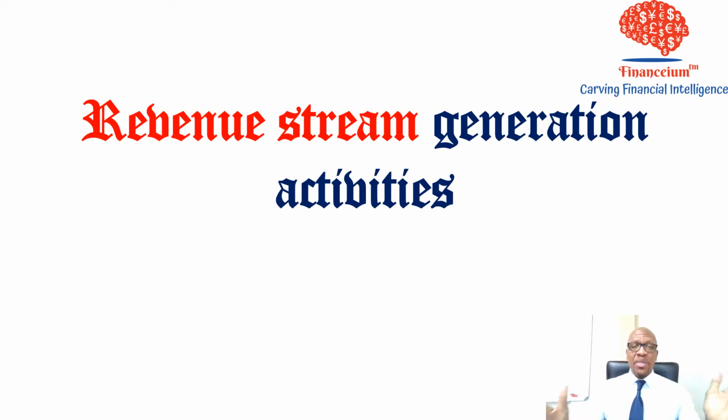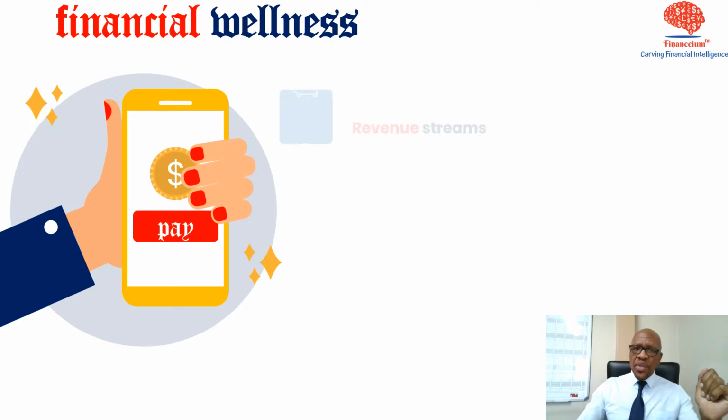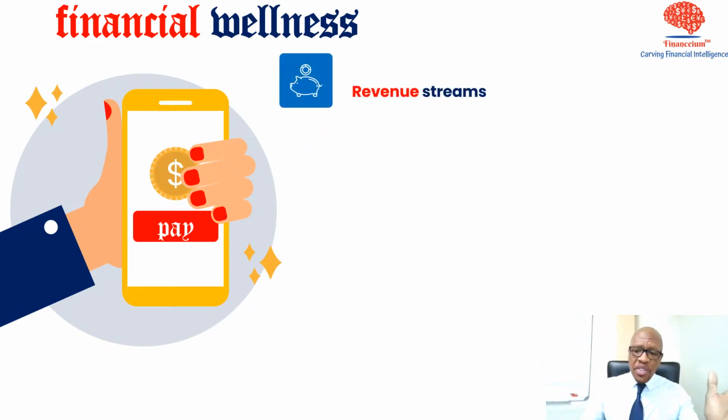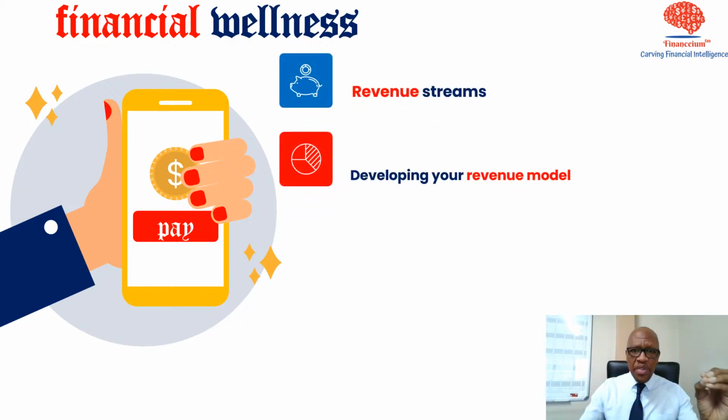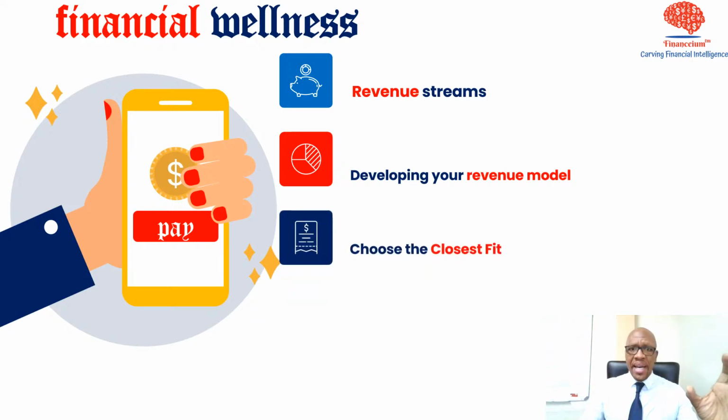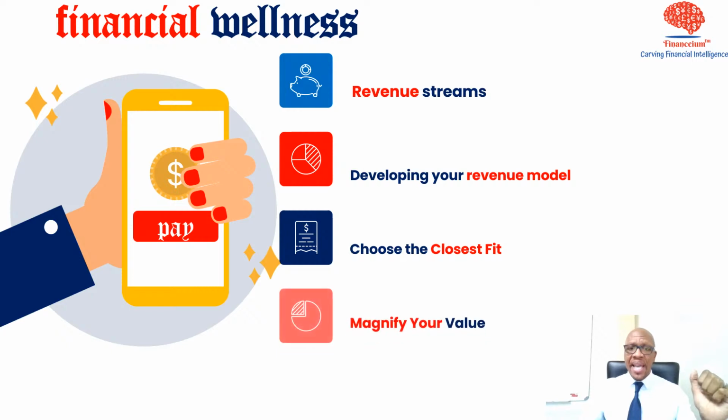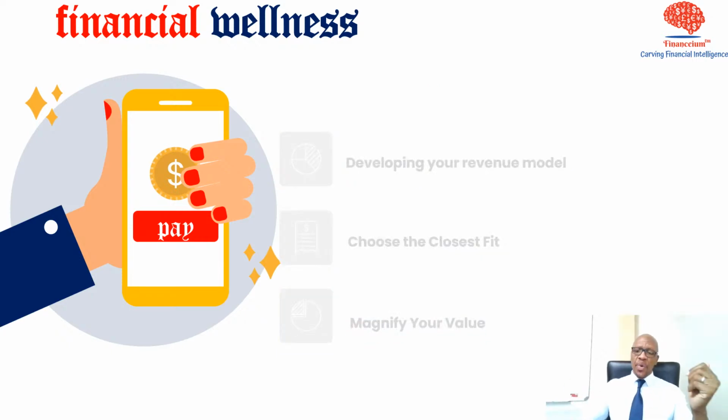Today, I want us to talk about the revenue stream generation activities. There are many in the basket of things that you could be doing, but I really just want us to focus on 4 today. So the first one that we'll be looking at is revenue streams, then look at developing your revenue model, and looking at how you choose the closest fit model, and how do you then magnify your value. Let's dip into it quickly.